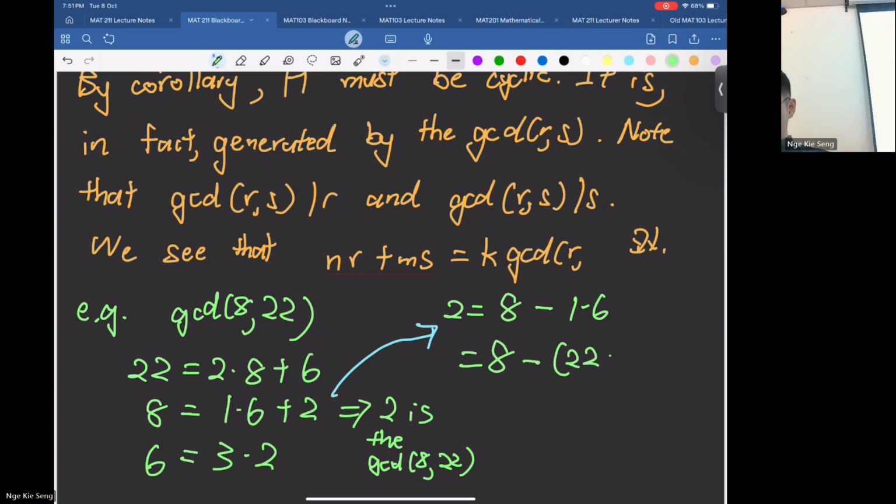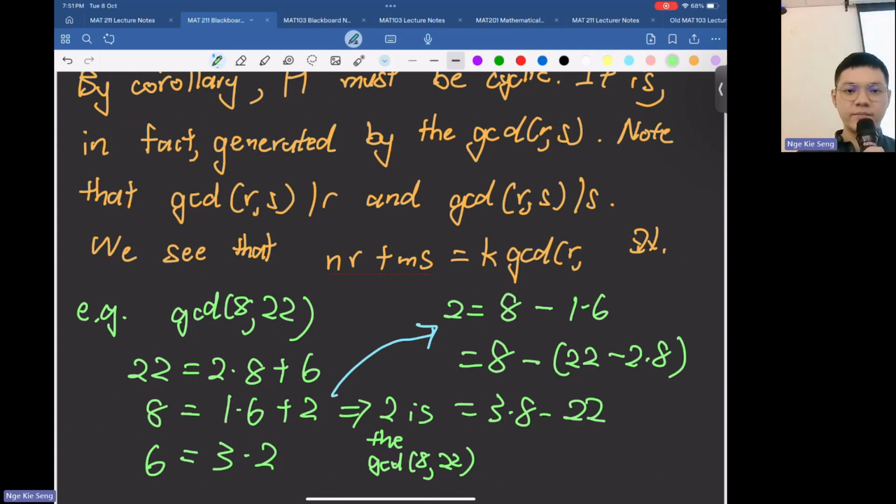22 minus 2 times 8, which is 3 times 8 minus 22. So this is writing GCD as a linear combination of 8 and 22. So you can think of this 8 and 22 as the R and X. And then you can try and get the other linear combination. Okay?